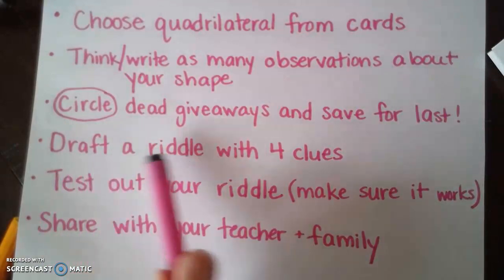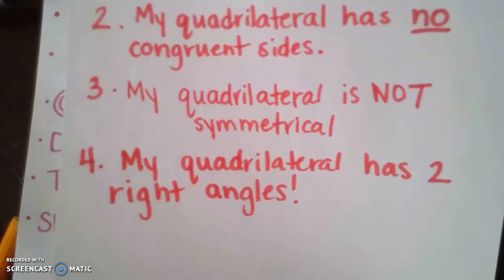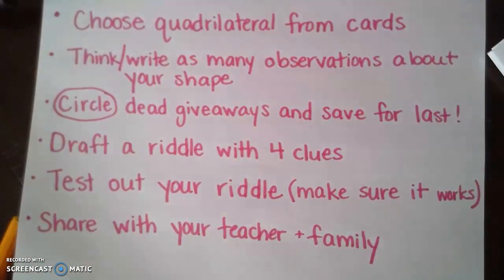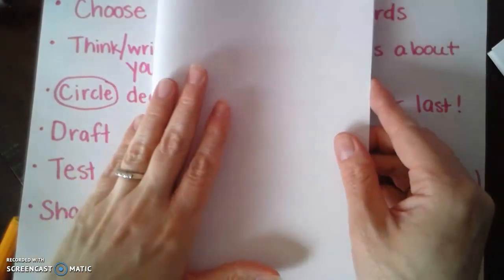You're going to draft the riddle with 4 clues, like I did. And then you're going to test out your riddle, like we just did, to make sure that it works. Okay, and then you share with your family. I'm going to show you one quick way that you can make a quadrilateral riddle book before you get started.